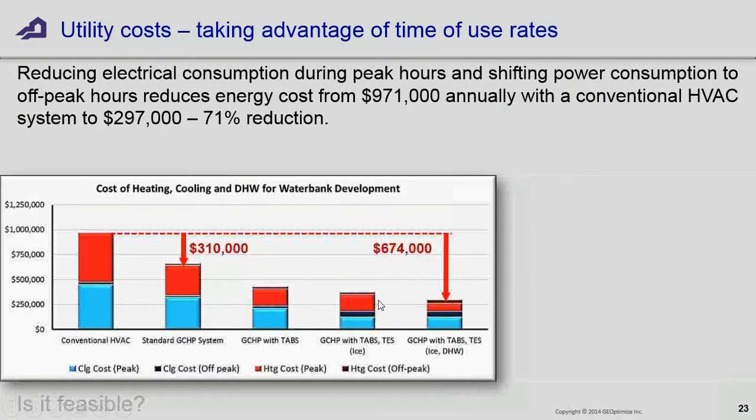What that does to the energy cost: conventional standard ground source heat pump with water to air heat pumps, that's not bad. Roughly 30% reduction. That's not uncommon. But take advantage of the electricity rate structure that they've got there with the thermally activated building system, with ice storage and domestic hot water storage, it doubles that saving. That's what the client is going to see.